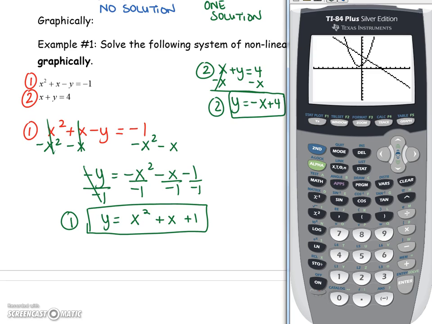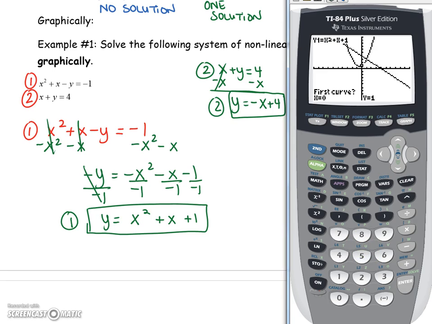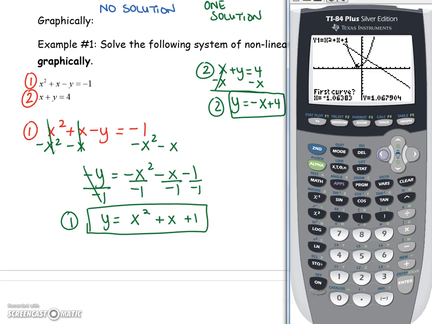All right, so here's how we would calculate our intersection points. We're going to go to second, trace, and you'll see the word calculate written there. Since we're looking for intersection, we're going to go to number 5. So I like to just press 5 and it'll take me there. And it'll ask me a question like first curve. I like to go closer before I answer any questions, closer to the intersection that I want to find. So here's the intersection I'm trying to find. And then I'm going to go ahead and press enter for the first curve.